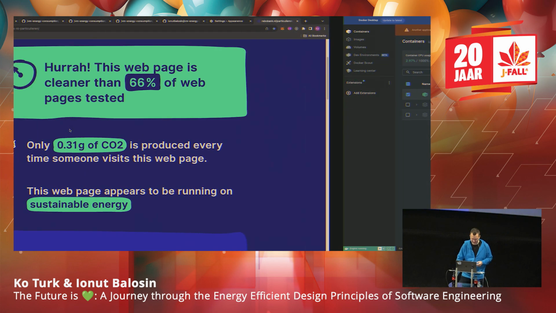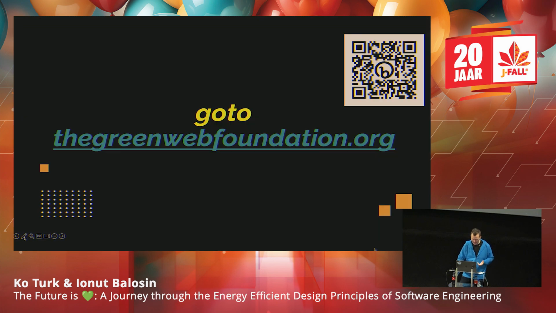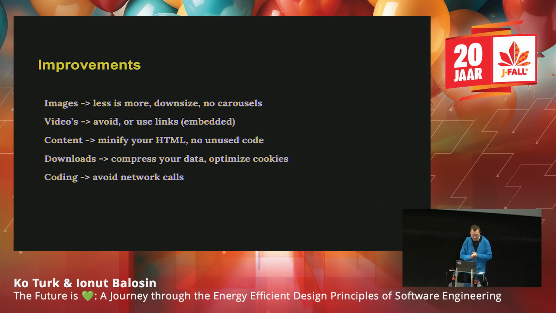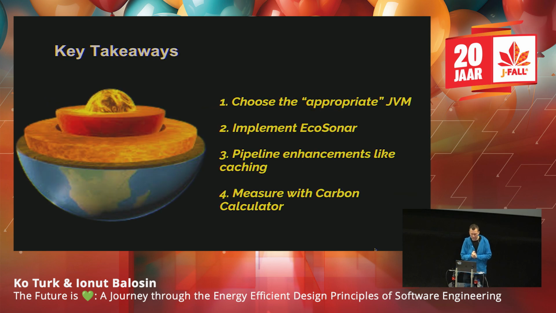Okay, nice. So this was a short demo. Improvements: you can check your images, your videos, your content. You can minify and compress your data. In coding, avoid network calls. And what to remember after this talk? Choose your JVM appropriately. Before you choose it, measure it. Don't choose it without measurements. Don't trust anybody, do your own measurements, do your own research.